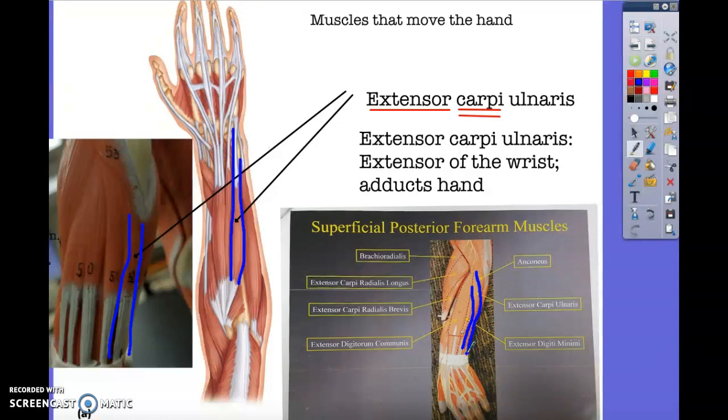Okay, extensor carpi ulnaris. So, ulnar side, pinky side, right? Ulnar side, pinky side. Can I count over again 2? I can. 1, 2. 1, 2. Okay, it's going to help me with that one again. Okay, what does it do? Extensor of the wrist and adducts the hand.